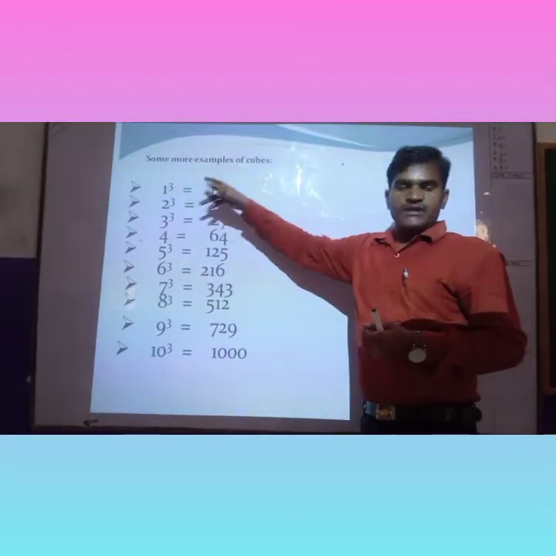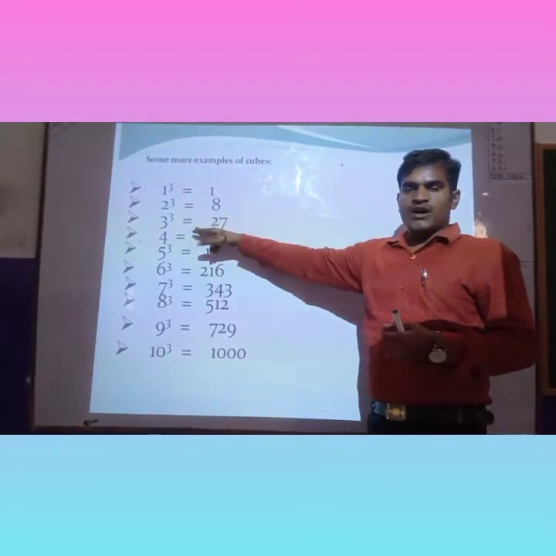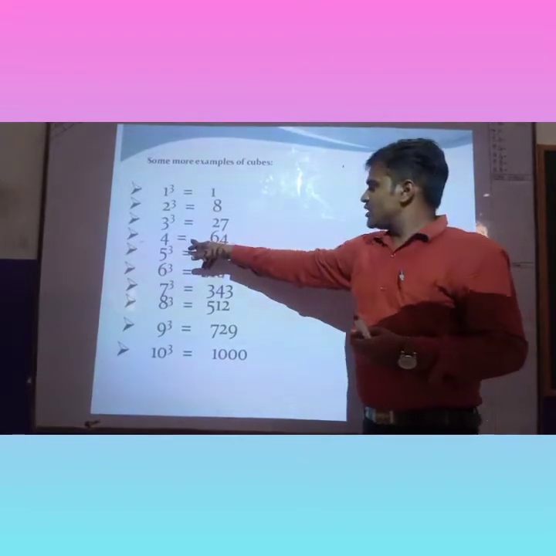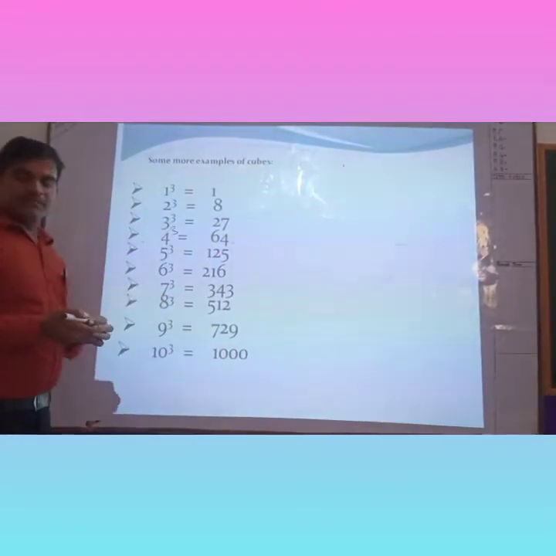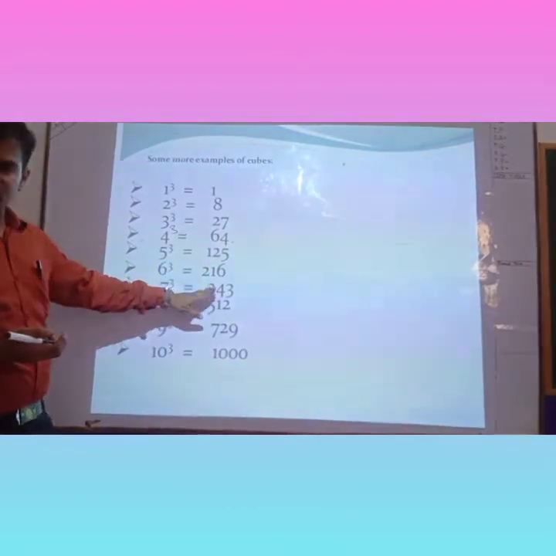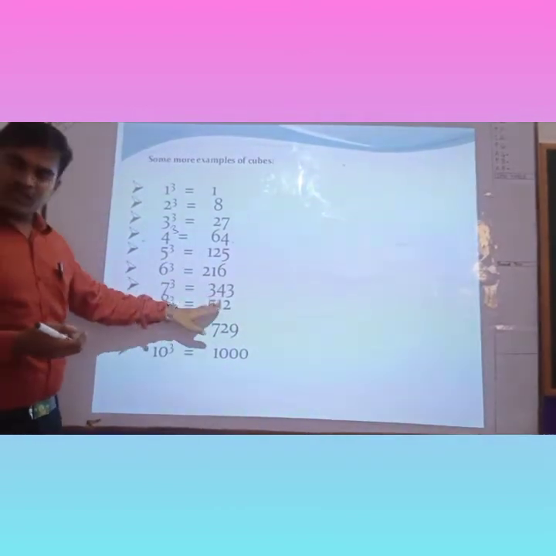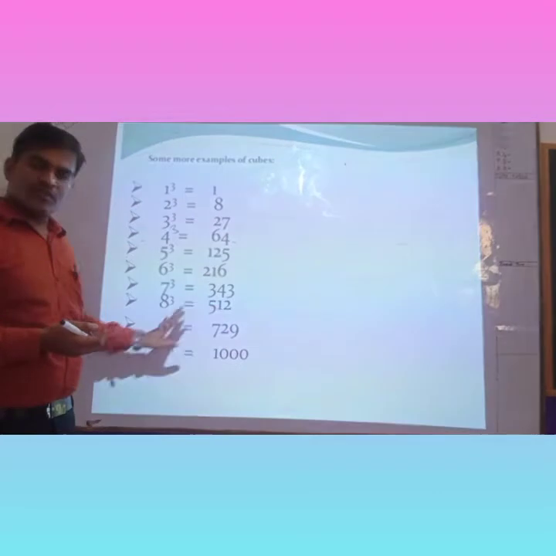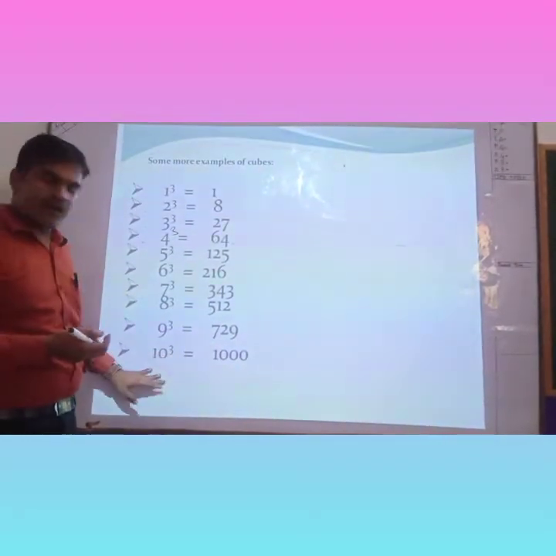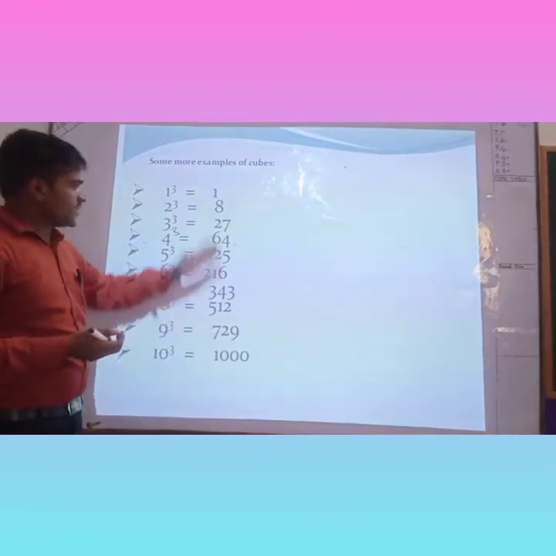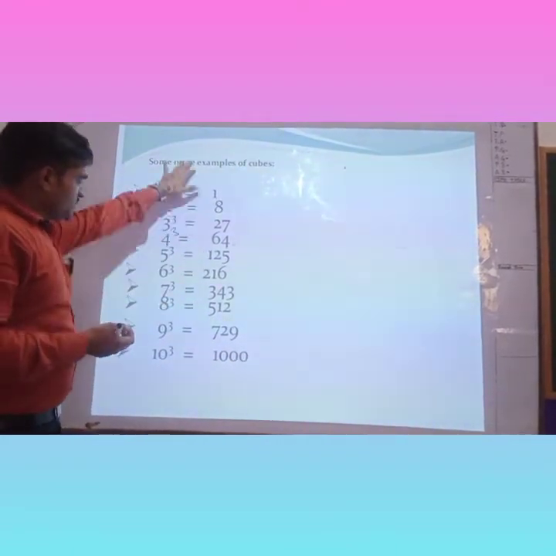The cube of 1 is 1, cube of 2 is 8, cube of 3 is 27, cube of 4 is 64. Cube of 5 is 125, cube of 6 is 216, cube of 7 is 343, cube of 8 is 512, cube of 9 is 729, and cube of 10 is 1000. So like that you must learn these cubes.